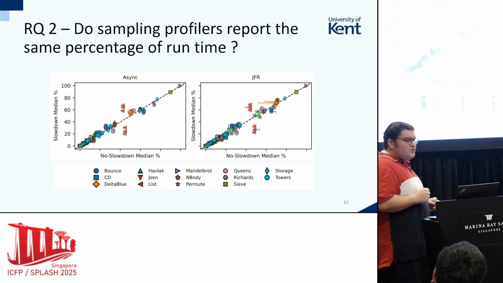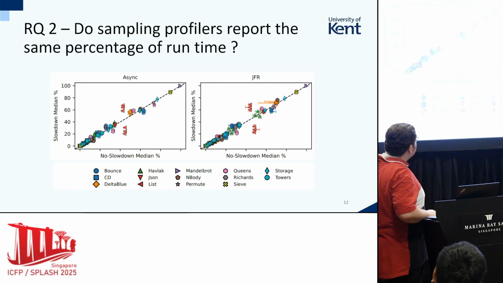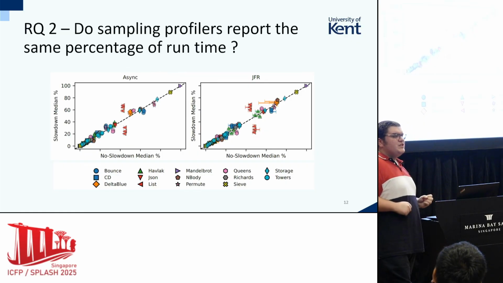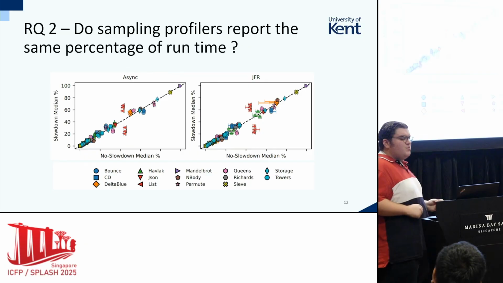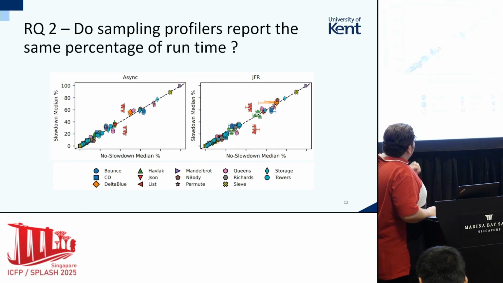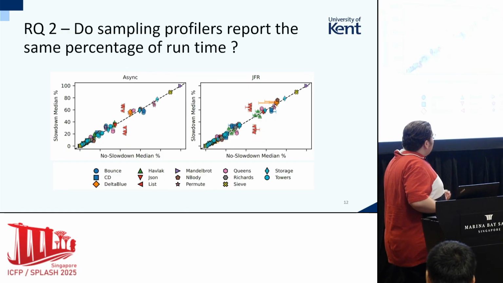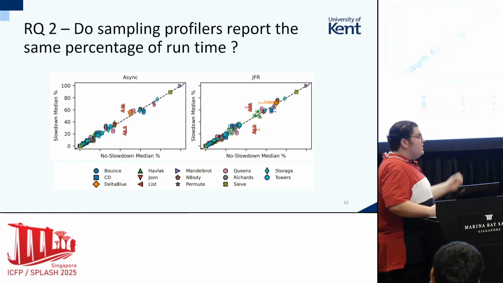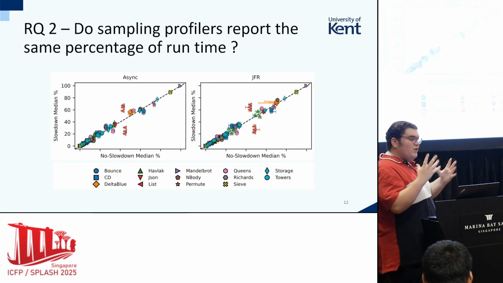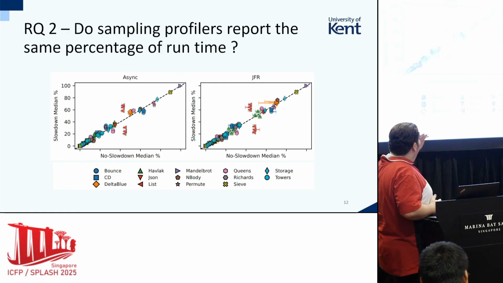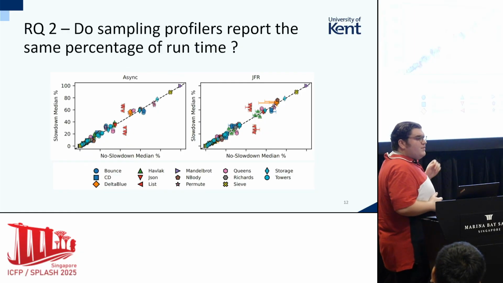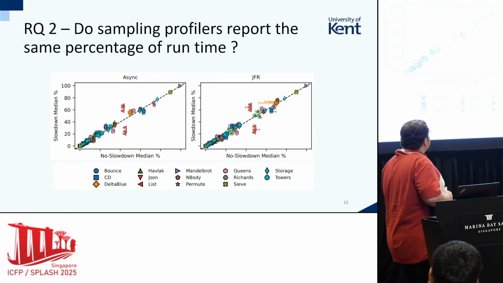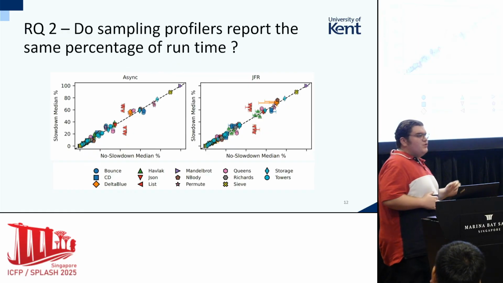So underslowing is not the worst possible problem. Do sampling profilers report the same percentage of runtime? This is a test on whether or not our approach has any side effects. Have we changed the performance behavior? We pointed profilers at the program before slowdown and after slowdown, and we measured the percentage of runtime for each method. And we're plotting every method's percentage of runtime. Now, if they have remained the same, they should be on the x equals y line, because it's the same ratio.